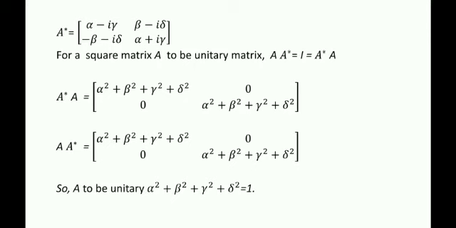So if the given matrix A is unitary, then A star into A should be the identity matrix, and A into A star should also be the identity matrix. Therefore, to have A be a unitary matrix, we must have alpha square plus beta square plus gamma square plus delta square equal to 1. If we have this condition, then A star A will be an identity matrix, and A into A star will also be an identity matrix. By this way, we can find out whether a given matrix is a unitary matrix.